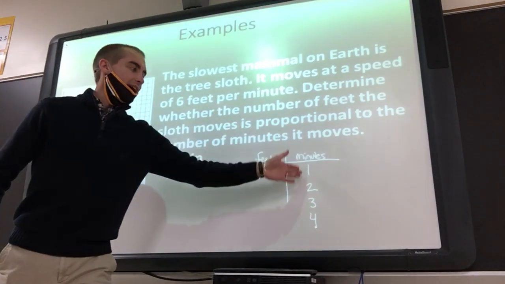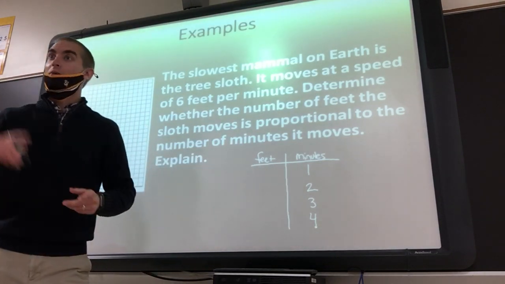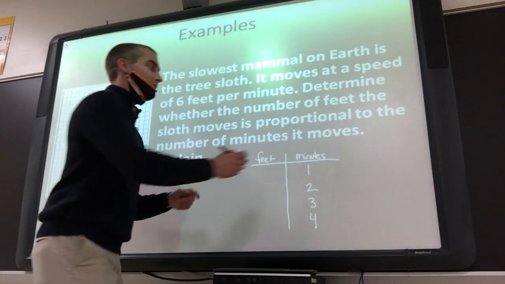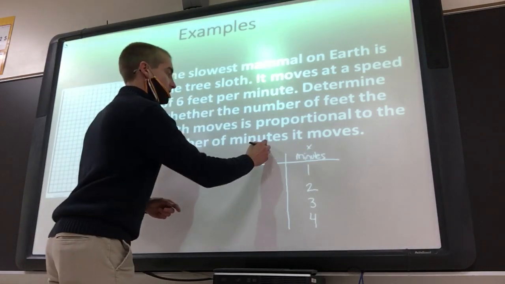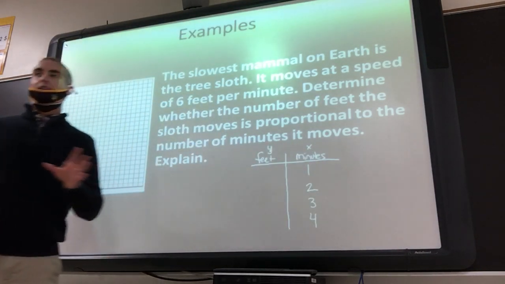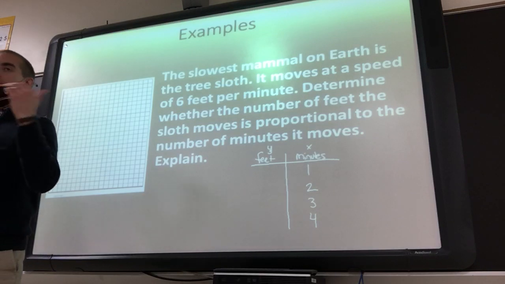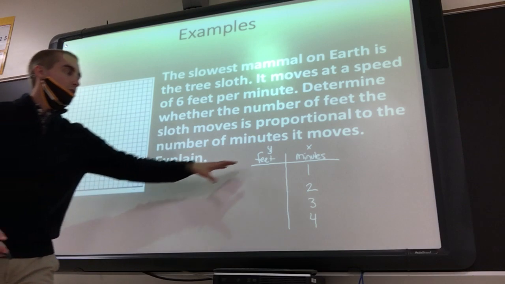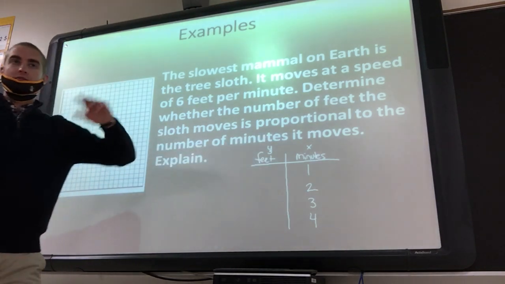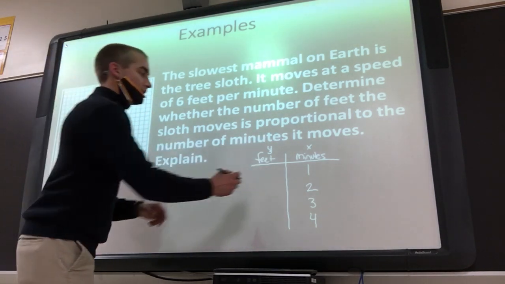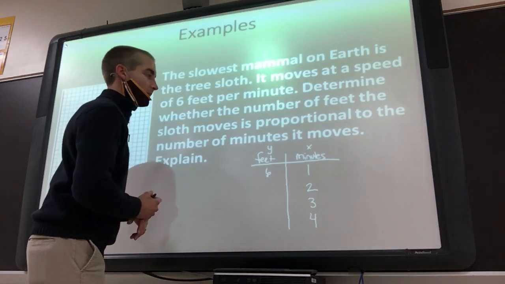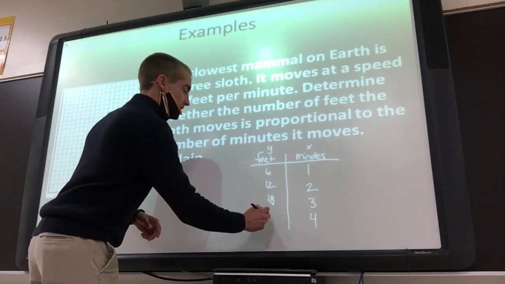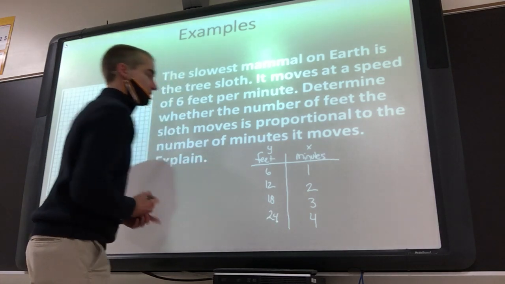So since I did that, I can decide how many minutes. Minutes is going to be x, and feet is going to be y. Because think about it, doesn't the number of feet depend on minutes? It depends on how long we're going. So y is dependent on x. Feet depends on minutes. So in 1 minute, we've gone 6 feet. 2 minutes, we've gone 12. 3, 18. And 4, 24.